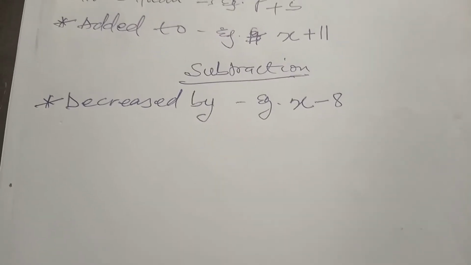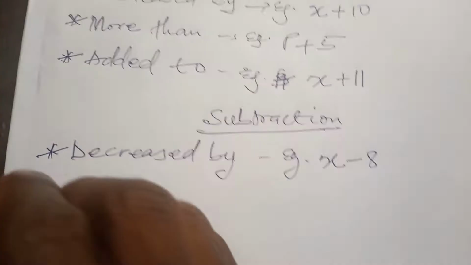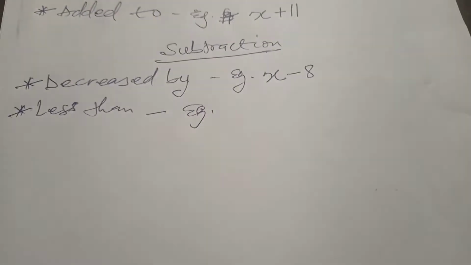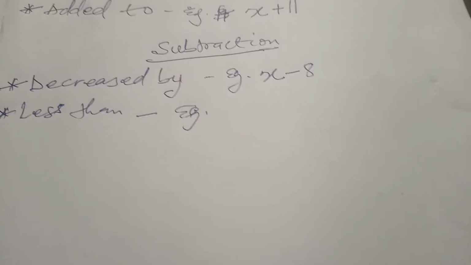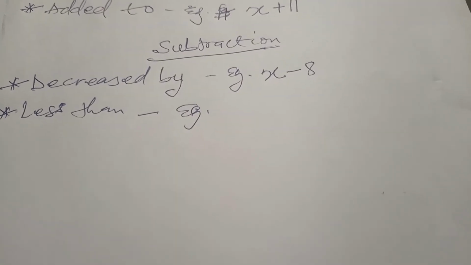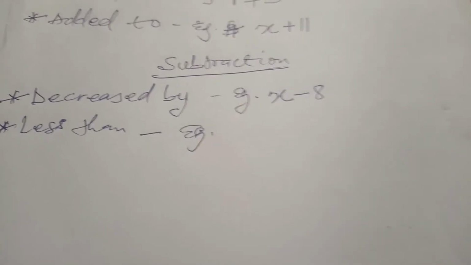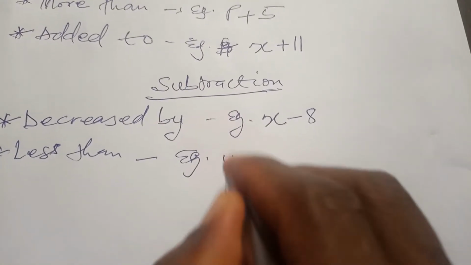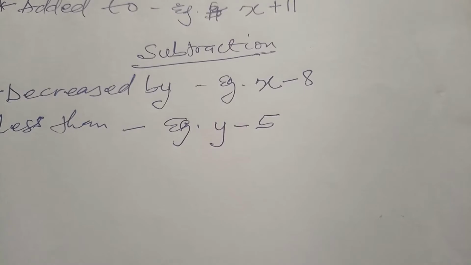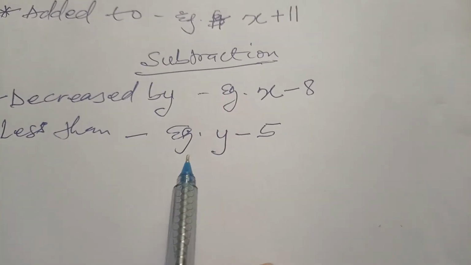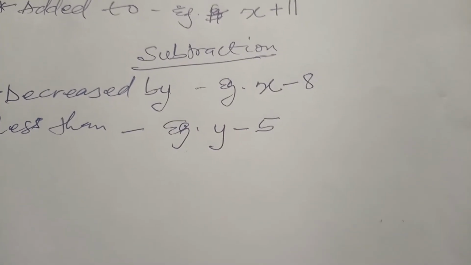Then another phrase for subtraction will be less than. For example, Kofi is 5 years less than his sister. So that means Kofi's age will be his sister's age, which we don't know, so maybe let's call it y, minus 5 will give us Kofi's age. So this is 5 less than y. That is it.